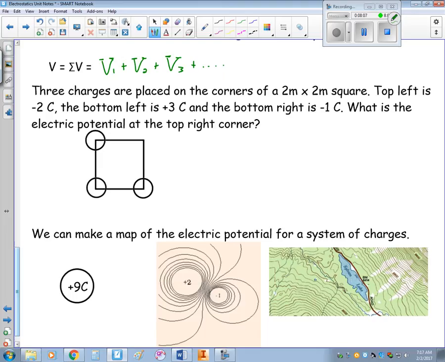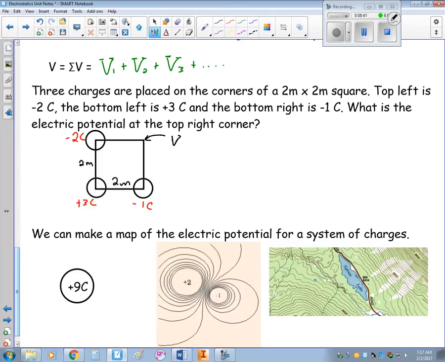Let's say we have three charged objects placed on the corners of a 2 by 2 meter square. The top left has a charge of -2 coulombs. The bottom left has a charge of +3 coulombs. And the bottom right has a charge of -1 coulomb. Again, this is a 2 meter by 2 meter square. What is the electric potential at the top right corner?